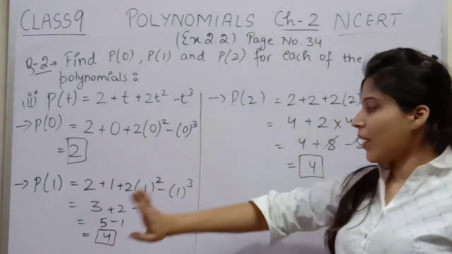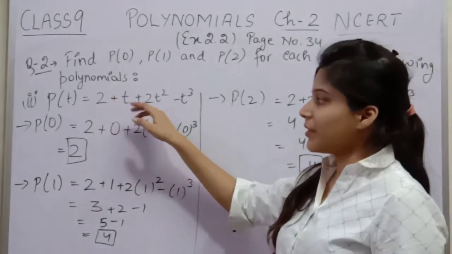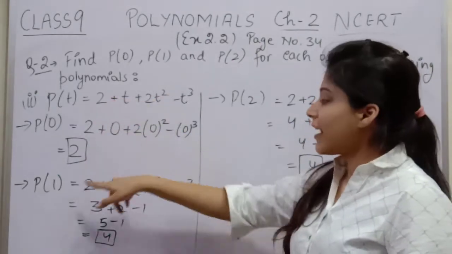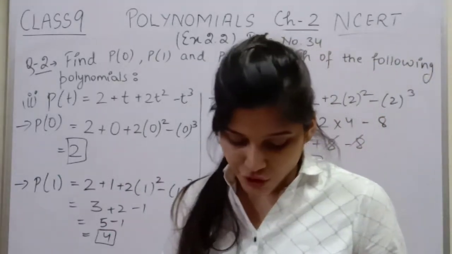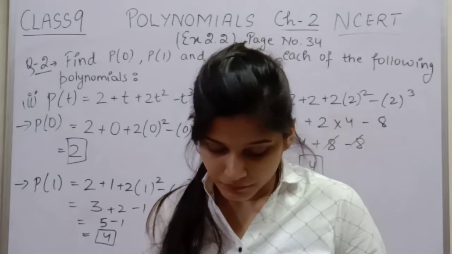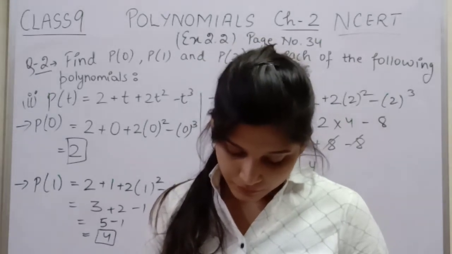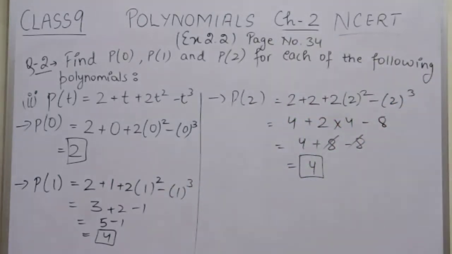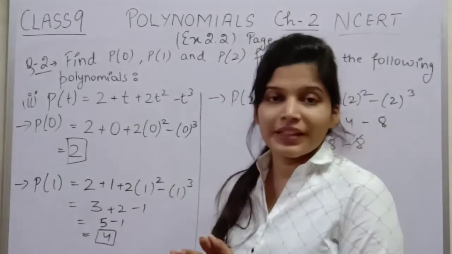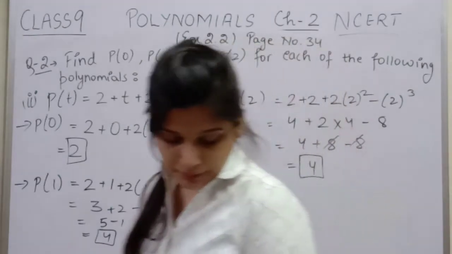So here 2 came, here 4 came, here 4 came. So this polynomial at P0 is 2, at P1 is 4 and at P2 again 4. Let's check our answer. Yes, correct. 2, 4, 4 done. So please note down this in your notes. Then we'll be starting with the third part.